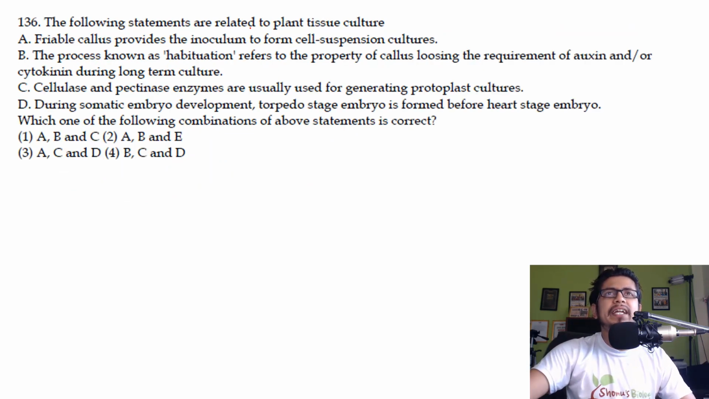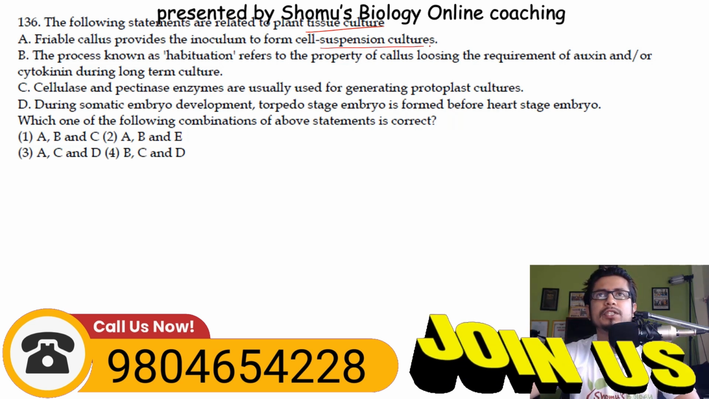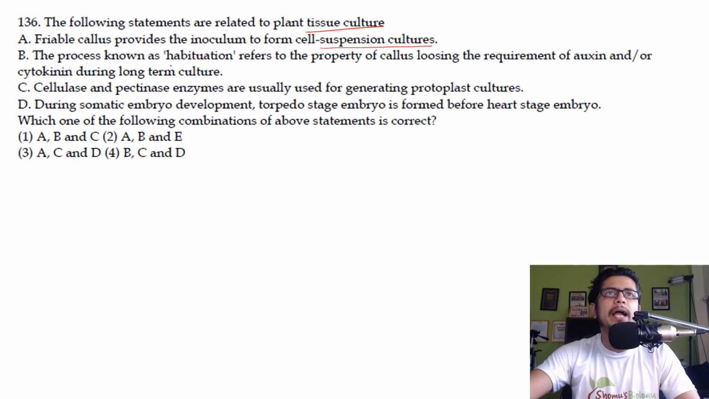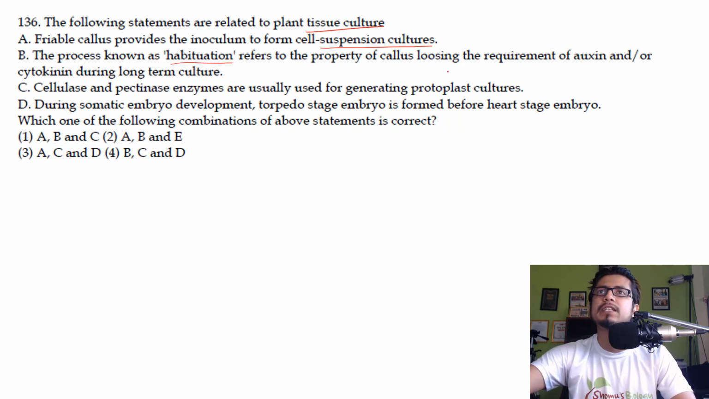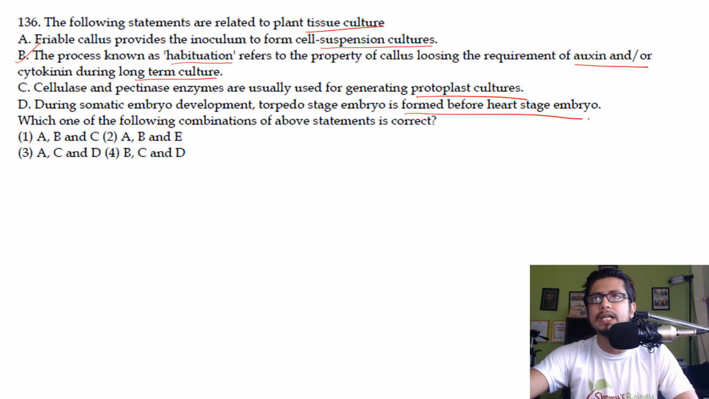The following statements are related to plant tissue culture. Okay, so another question from tissue culture. 1. Friable callus provides the inoculum to form a cell suspension culture. 2. The process known as habituation refers to the property of a callus losing the requirement of auxin and/or cytokinin during long-term culture. 3. Callus cellulase and pectinase enzymes are usually used for generating protoplast cultures. 4. During somatic embryo development, torpedo stage embryo is formed before heart stage embryo.